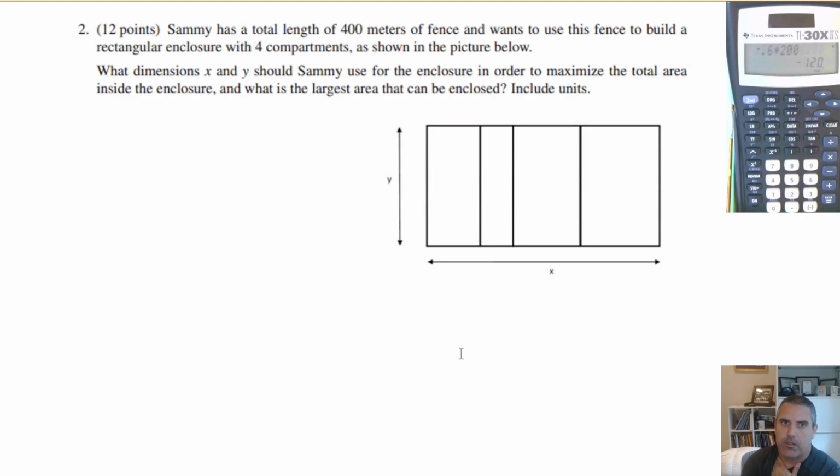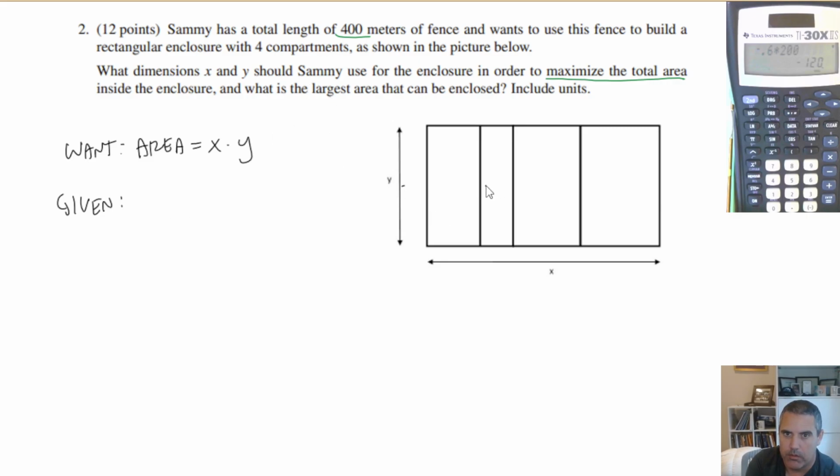Another area question. What do we want? Maximum total area. What are we given? 400 feet of fence. So let's do it. So we want the area to be maximum, and the area is x times y. We're given the following, that the fence all adds up to 400.